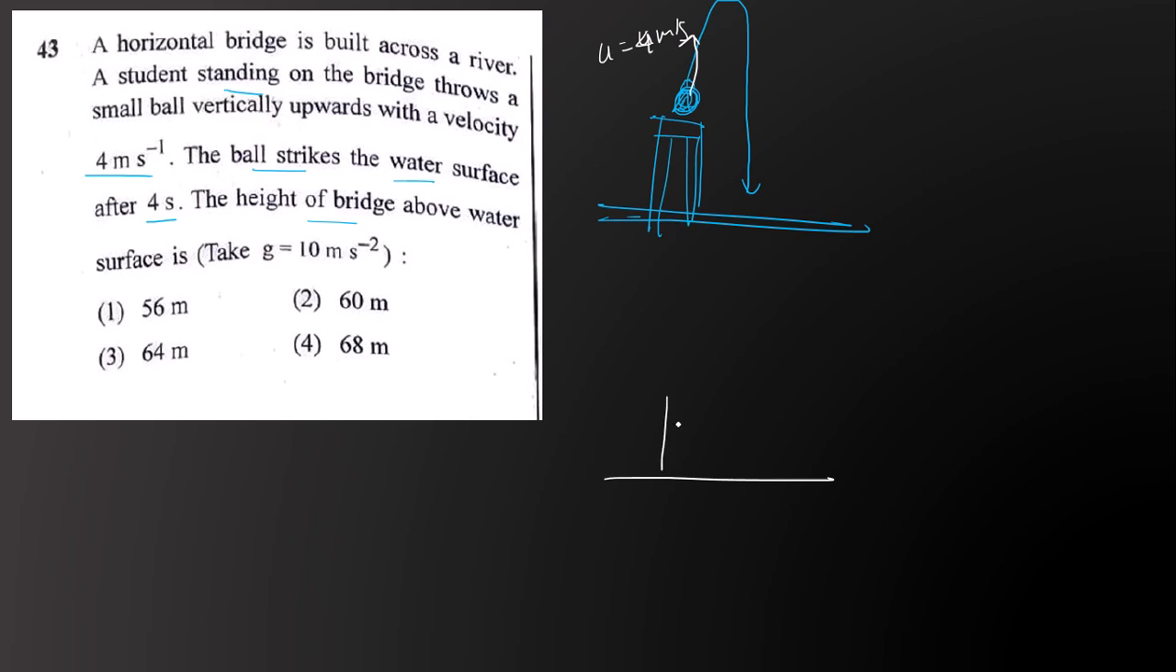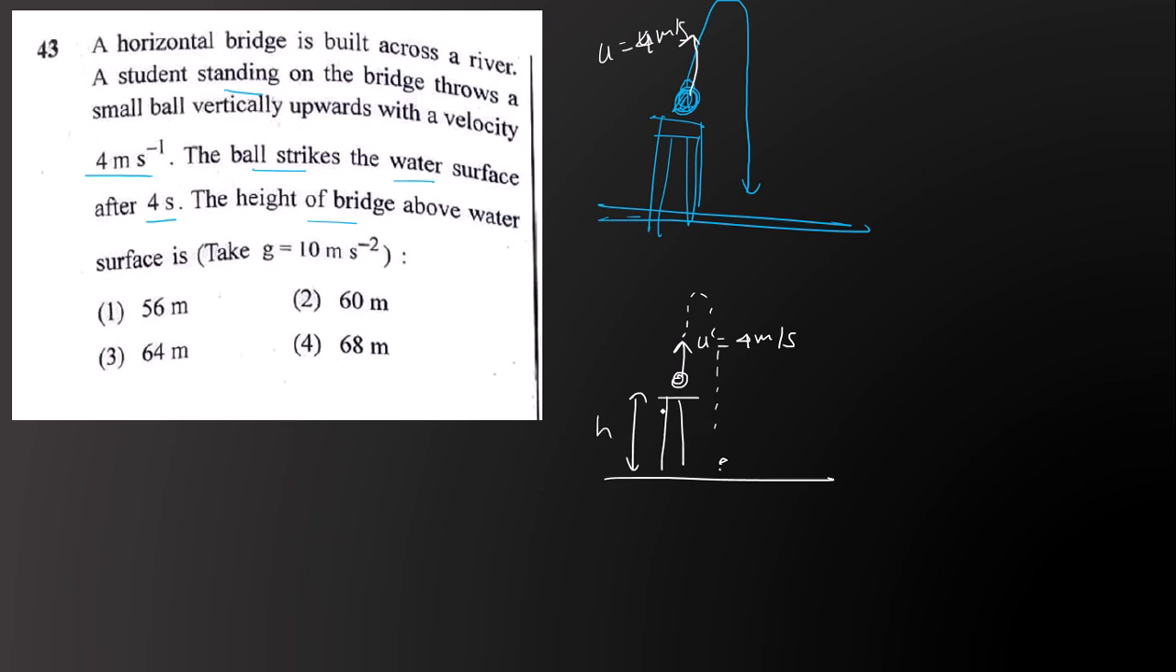Well, let's say this is the bridge, and from this particular point, a ball is released or projected. When the ball was projected, it was given a certain velocity in the upward direction. That time the initial velocity was equal to 4 meter per second. If I draw it a little nicely here, initial velocity equal to 4 meter per second. It will go up and it will strike the ground after some time, and we are supposed to calculate this height.